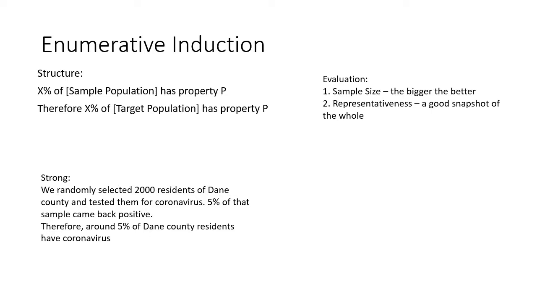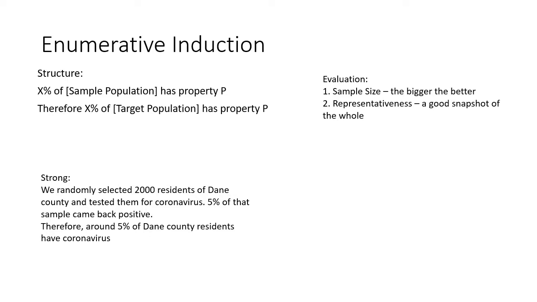So here we have a sample that's relatively large, statistically speaking. The size of Dane County is about 500,000 people, so it seems like a small percentage of the whole, but if it's randomly selected, then it's a relatively good size. And again, if it's randomly selected, then you have some reason to believe that it's representative. So from that sample, we could generalize that around 5% of the entire Dane County community has the coronavirus. So this is an example of a pretty good generalization.